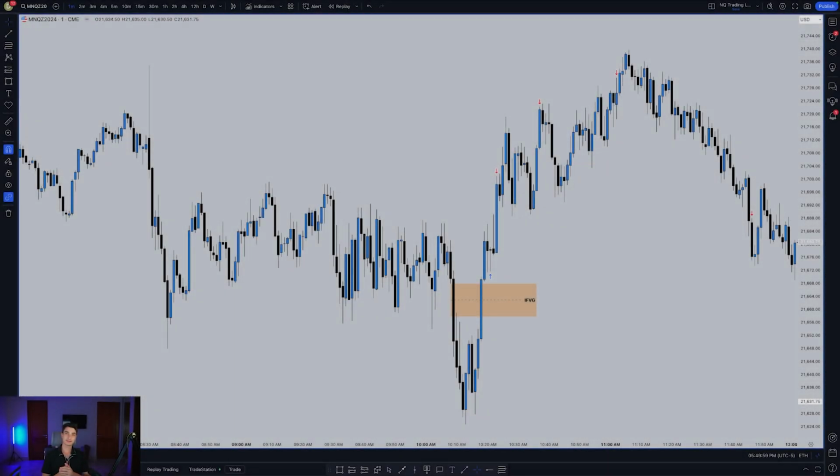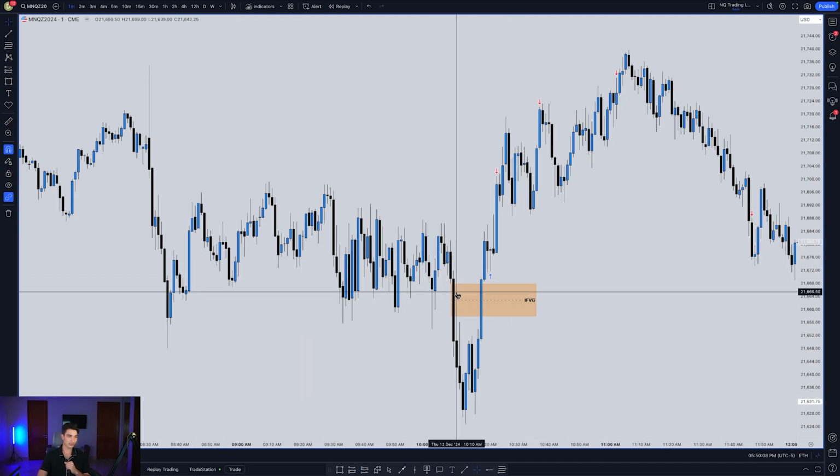Hello everyone, welcome back. In this one I'm going to show you how to trade the inversion fair value gap. Looking at this example here from today, going long here after we traded above the inversion fair value gap.